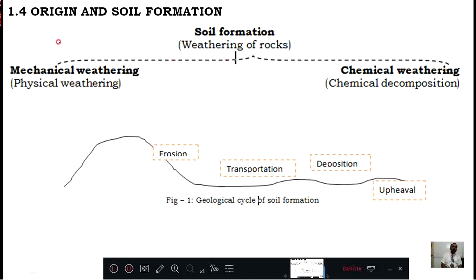Now, in the second point, today's second point, that is the origin and soil formation. How is this soil, what we have been calling soil till now, formed? We have two methods to form that soil. Soil formation takes place only because of weathering of rocks. Okay, this soil will form only because of weathering of rock.